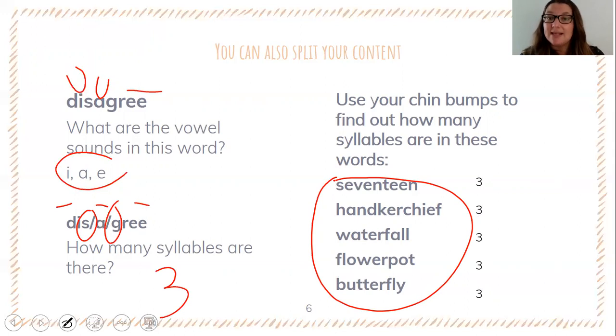Each one has 3. So 17, okay? Let's try the chin bumps. Handkerchief, that's 3, okay? Waterfall, flower pot, and butterfly. So each one has 3. So hopefully you got all of those ones correct, okay?